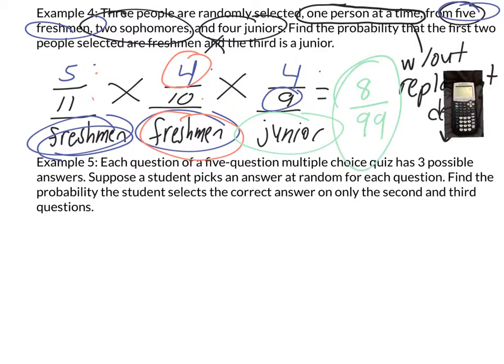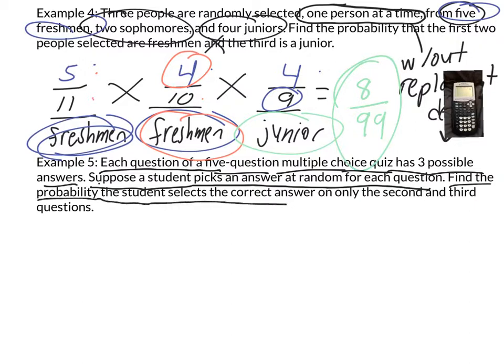Example 5. Each question of a 5-question multiple choice quiz has 3 possible answers. Suppose a student picks an answer at random for each question. So they just Christmas tree it, in other words. Find the probability that the student selects the correct answer on only the second and third questions.